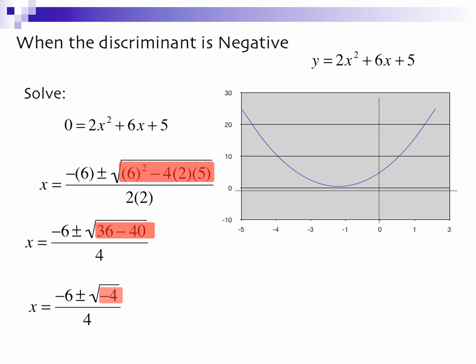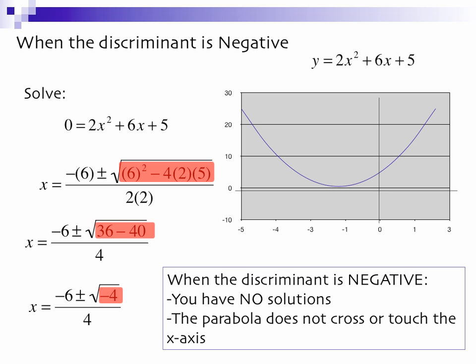This asks the question, what is the square root then of negative 4? What number times itself gives me negative 4? There is no real number that meets that criteria, because no matter what, when you multiply a number by itself, your answer is going to be positive. When the discriminant is negative, there are no solutions to the equation, and the parabola does not touch or cross the x-axis. If you look at the graph above, you'll see that there is no point on that blue parabola that has a y-coordinate of 0.